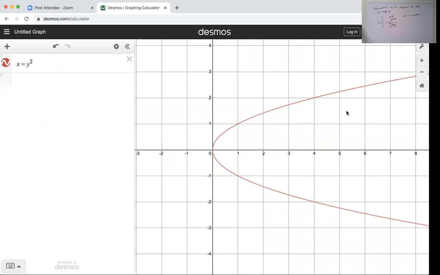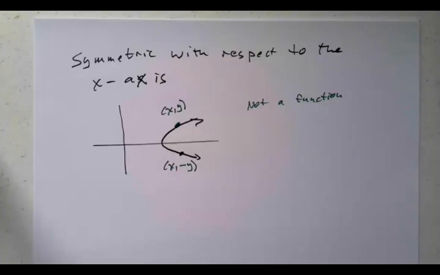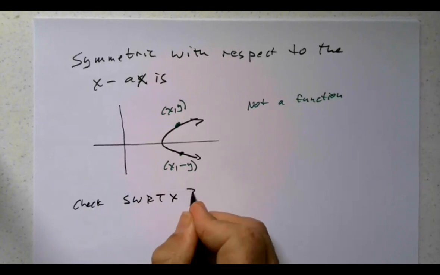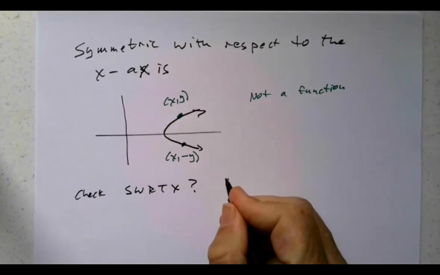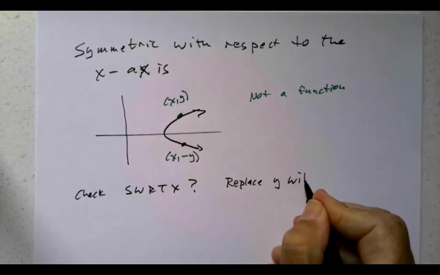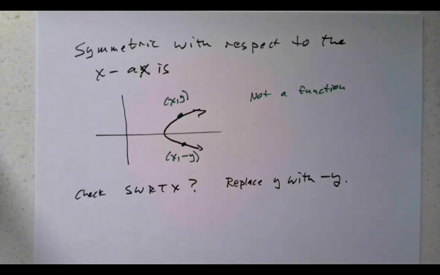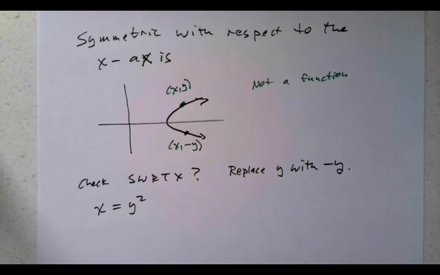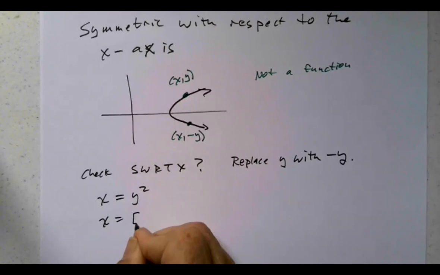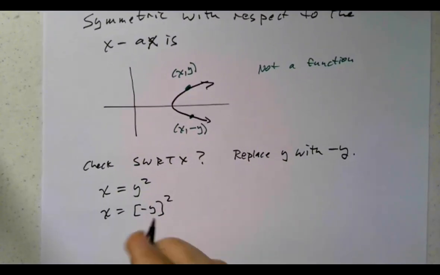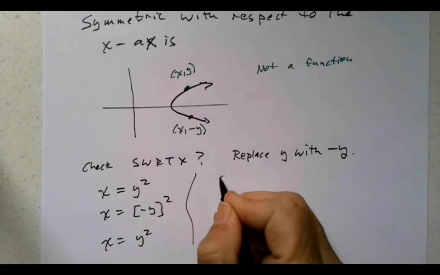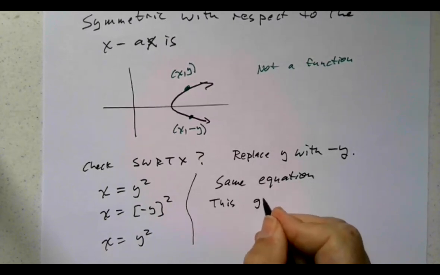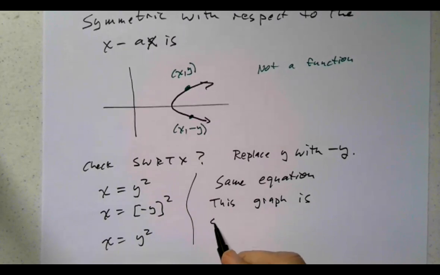So how do I test to see if something is symmetric with respect to the x-axis? You replace y with negative y and see if it's the same. If the equation is the same, then you know you have a graph that is symmetric with respect to the x-axis. So we were looking at x equals y squared. Replace y with negative y, that'll give me x equals negative y squared. Negative y times negative y tells me x equals y squared. Same equation. So this graph is symmetric with respect to the x-axis.